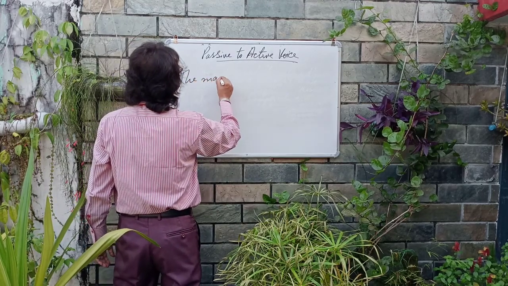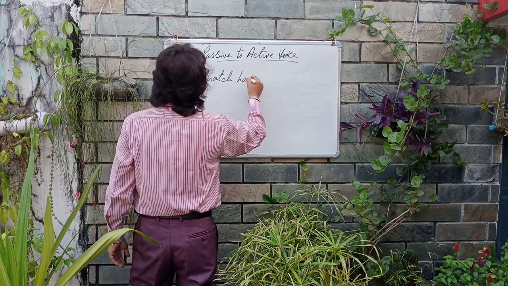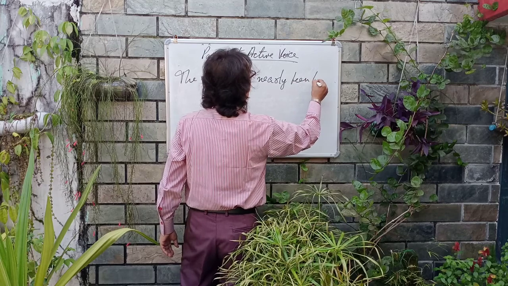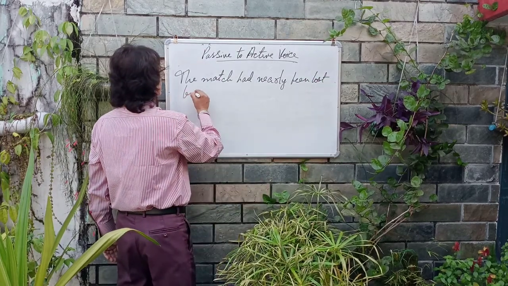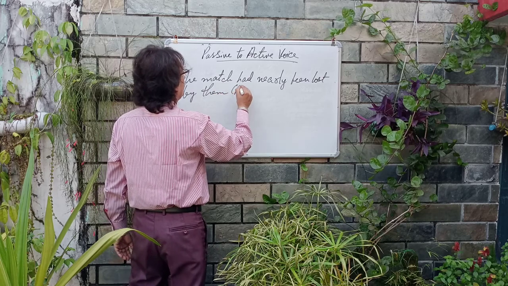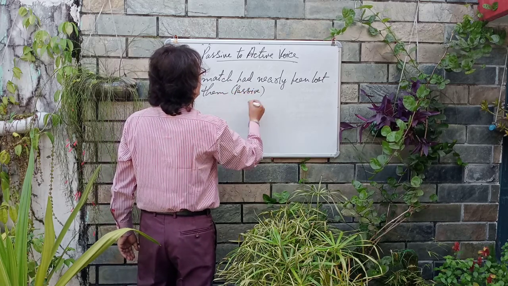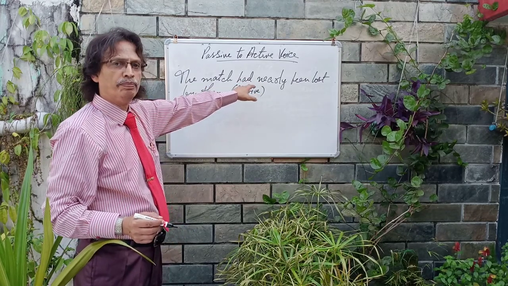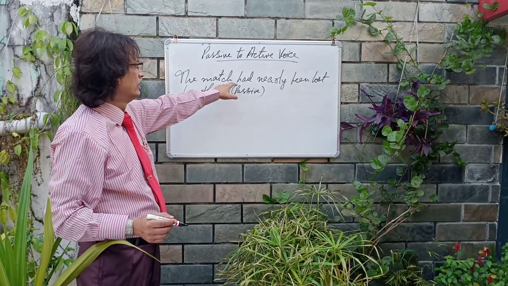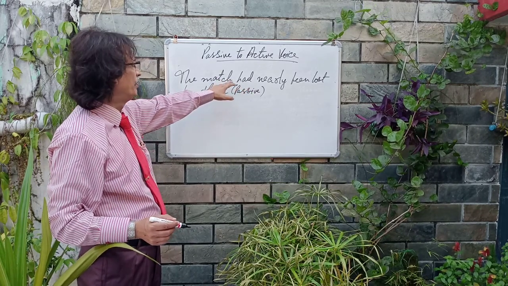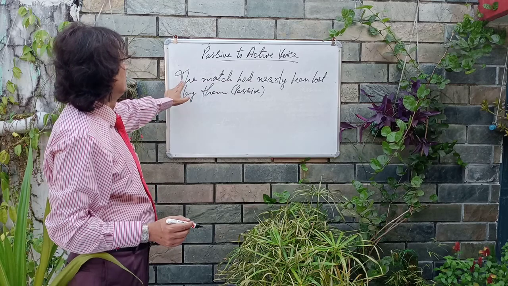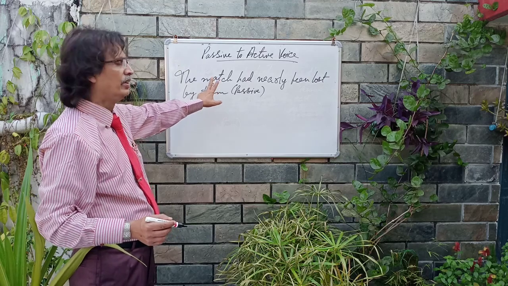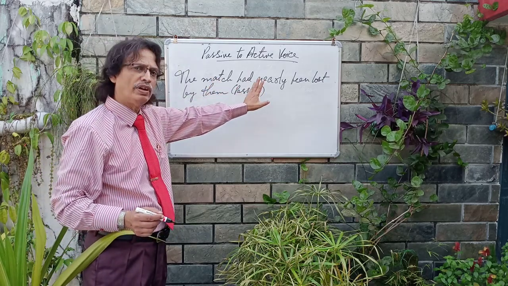The match had nearly been lost by them. Passive. Now, the match had nearly been lost, past perfect tense. The match had nearly been lost by them. Now the work is described. Match had nearly been lost, so it is passive form.